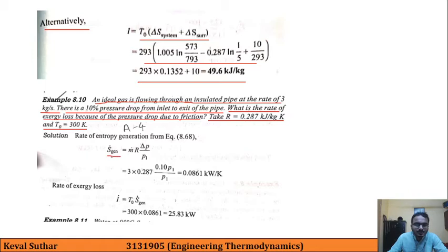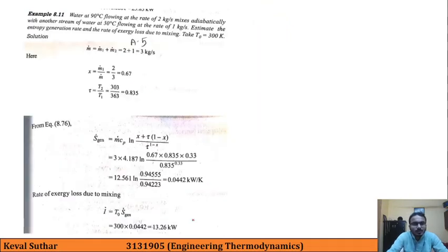So S generation is given by this formula, m R delta P upon P1, and as you know the pressure drop is 10%, so delta P is equal to 0.10 of initial value P1. So by putting those values you can get S generation, and rate of exergy loss is given by this formula, I is equal to T0 into S generation, so it is 25.83 kilowatt. Now we will move forward to our next question, here 8.11.